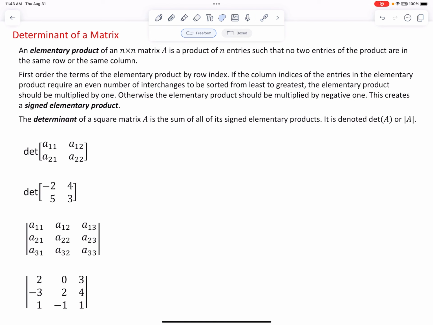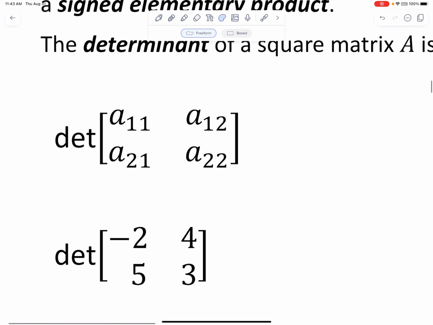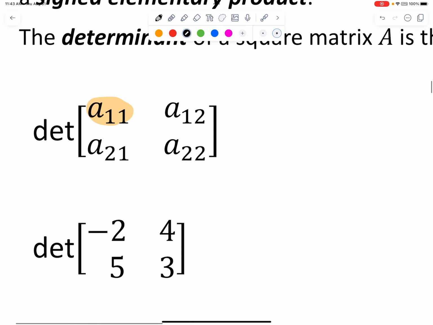So let's focus first on this 2 by 2 matrix that we see right here. You can ignore what this DET means for the time being. Just focus on this 2 by 2 matrix. I want to create an elementary product, so I'm going to grab any old entry of this matrix. Let's grab this A11 to begin, and include that in my first elementary product.